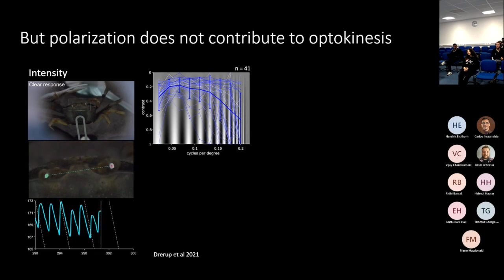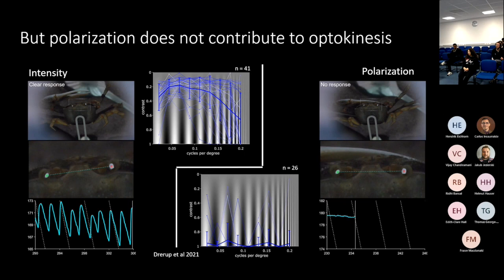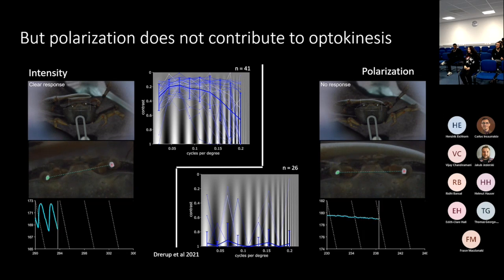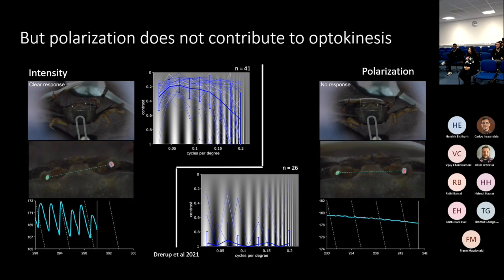If you do this in polarization, you get absolutely no response. So these animals, we know they can see polarization because we've shown it to them as a predator stimulus, but they ignore it completely when it comes to eye stabilization. So visual systems of animals aren't one size fits all. They're very specific to the task that they're doing. This task is using a certain subset of the visual inputs that their eyes are receiving and ignoring others.